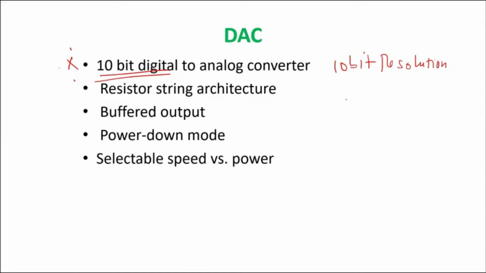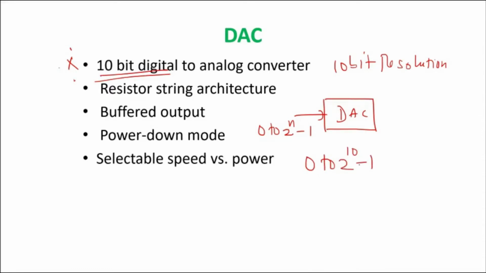Ten-bit resolution means the binary number that you supply to the DAC ranges from 0 to 2 power n minus 1. In this case, n is 10, so 0 to 2 power 10 minus 1. 2 power 10 is 1024, minus 1 is 1023. So the digital input ranges from 0 to 1023. The analog output ranges from 0 to 3.3 volts.